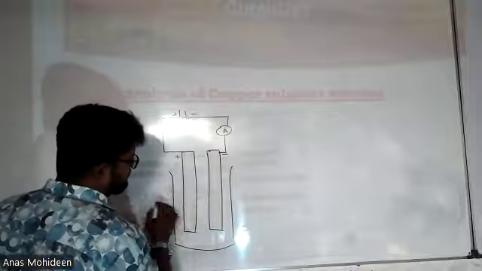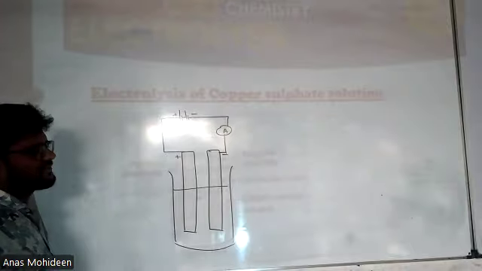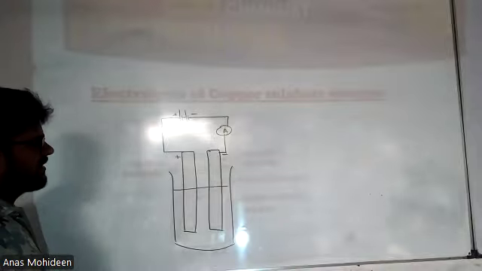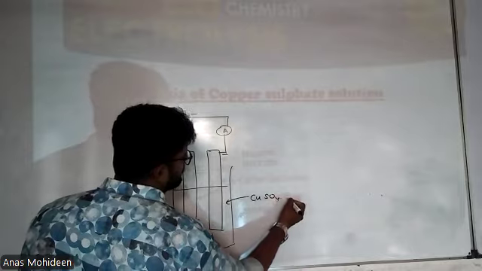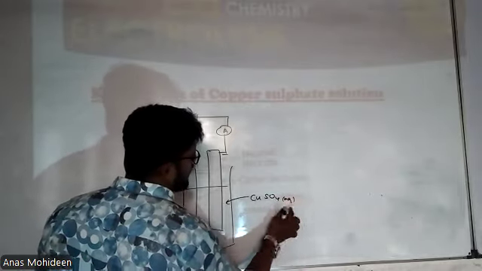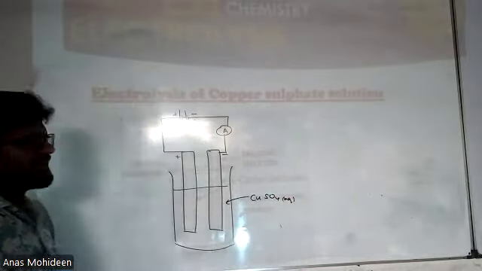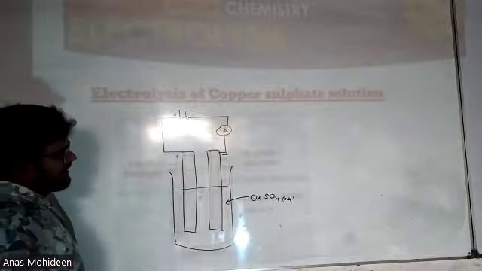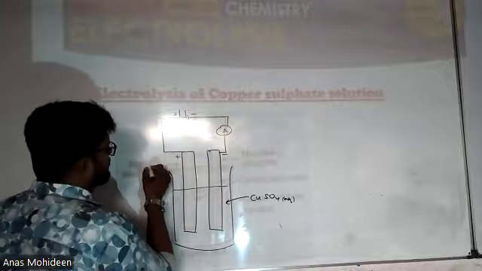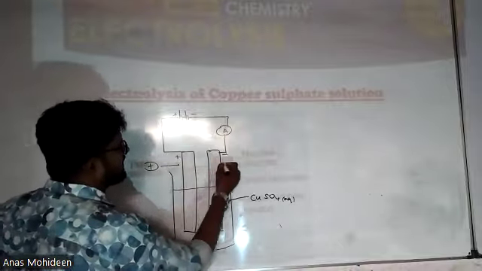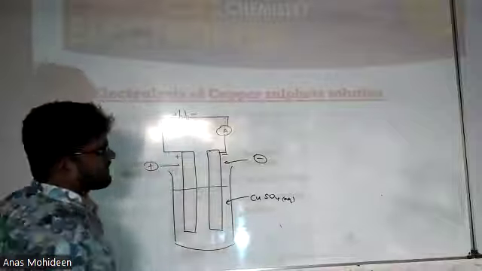How do we name this one? Positive electrode, anode. Right. Now, what do I have here? The solution is CuSO4, aq. aq refers to aqueous solution. What I can observe, this is the positive electrode. Okay, this is the positive electrode, right? And this is the negative electrode.